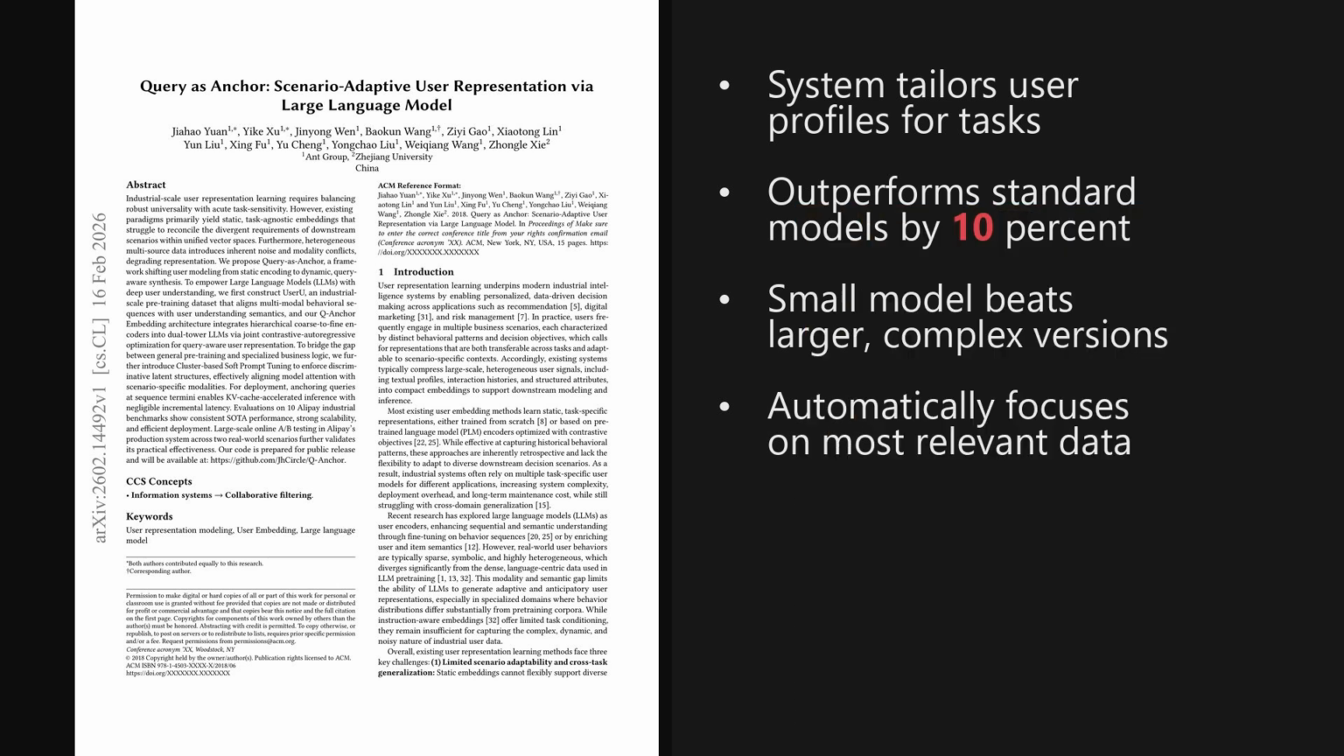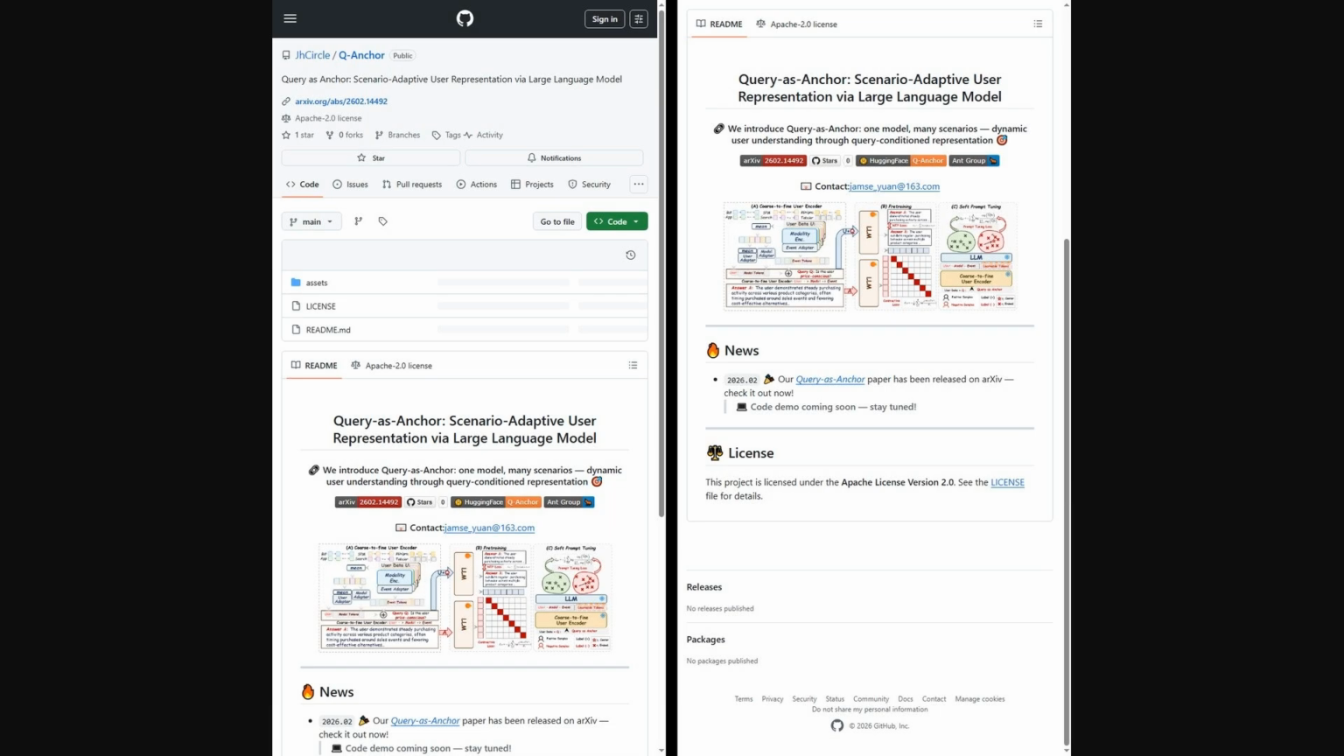I'm Alex. Today, we're looking at a paper from the Hugging Face trending list, published on February 16th, 2026, just yesterday. It introduces a new framework called Query as Anchor that shifts user modeling from static encoding to dynamic, query-aware synthesis, achieving state-of-the-art performance across 10 industrial benchmarks. The paper is titled Query as Anchor, Scenario Adaptive User Representation via Large Language Model. And as we'll see later, the results from large-scale online testing are really impressive, showing significant gains in real-world production systems. And for those interested in the implementation, the authors have shared their code on GitHub.